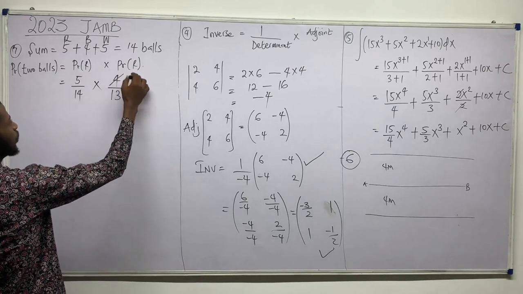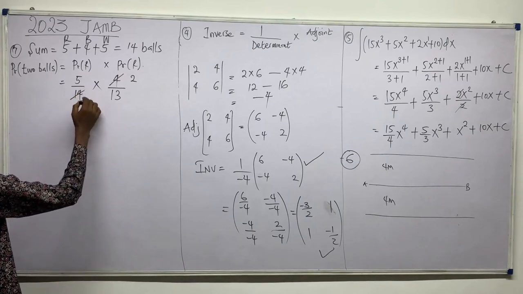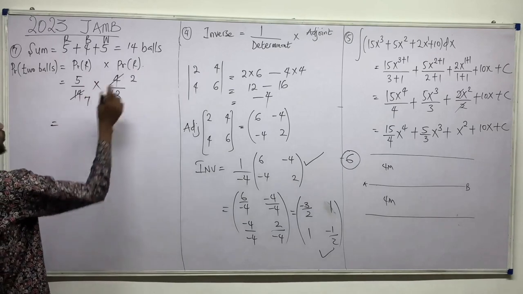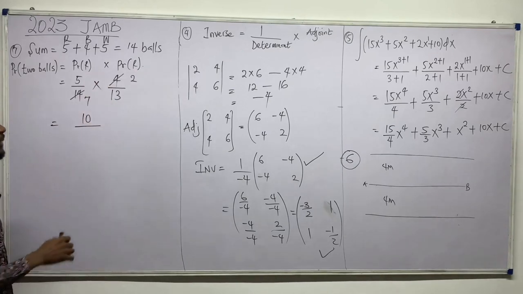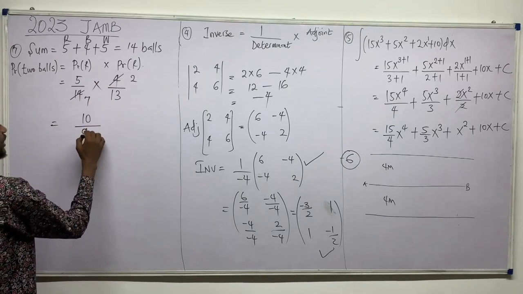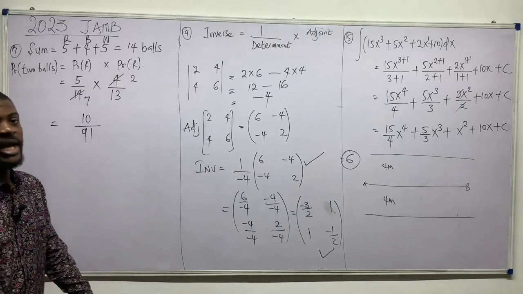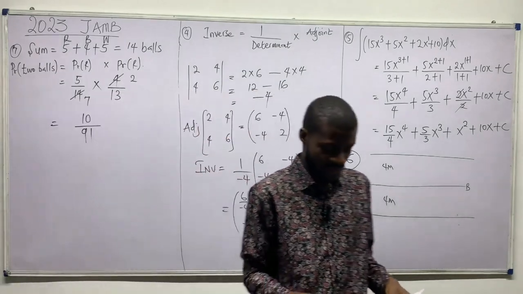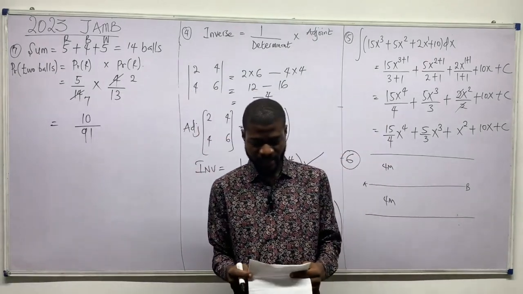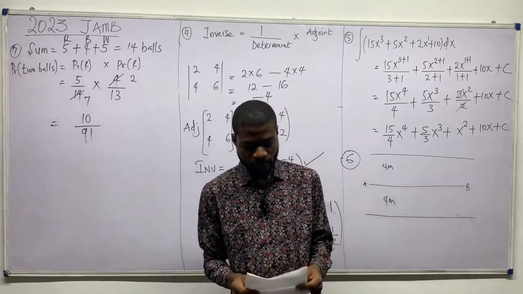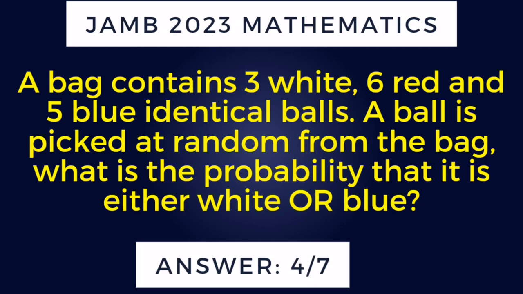Now, can 4 go here? We have 2 goes here, it's 2. 2 here will give us what? 7, right? Okay. So we're left with 5 times 2 is 10 divided by 7 times 13 should be 91, if I am not mistaken. Yes. So the answer to that question will become 10 over 91. So that's what we have. The next question will be for you. Remember, if you see either or, you are going to add.